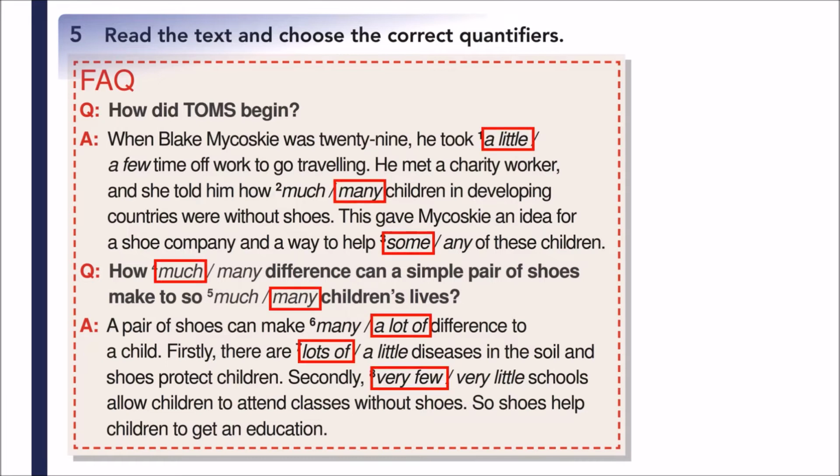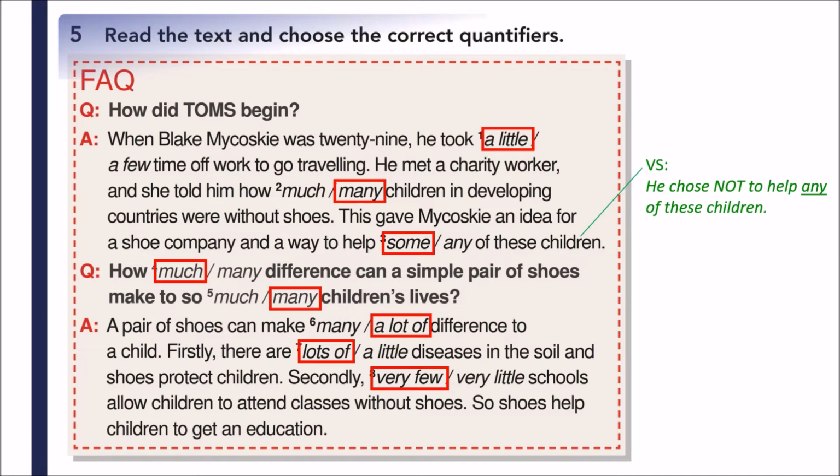For question 3, when you are choosing between some and any, you should be thinking about whether the meaning is affirmative or negative. It is a positive meaning because he is trying to help some of the children. If we are trying to say the opposite, that is, he chose not to help any of these children, then we would change the quantifier.